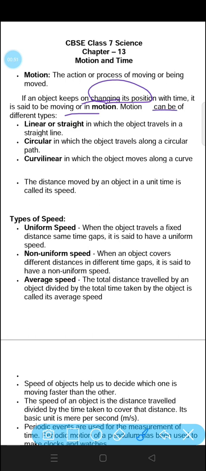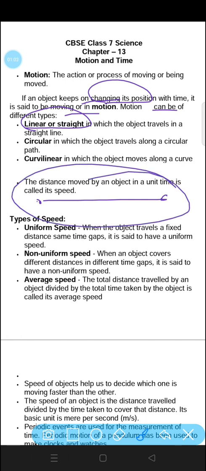The motion can be of different types. First one is linear or straight. If the object is traveling in a straight line, then we can say the motion is straight or linear motion. Another one is circular motion. If the object is traveling in a circular path, we can say it is in circular motion.